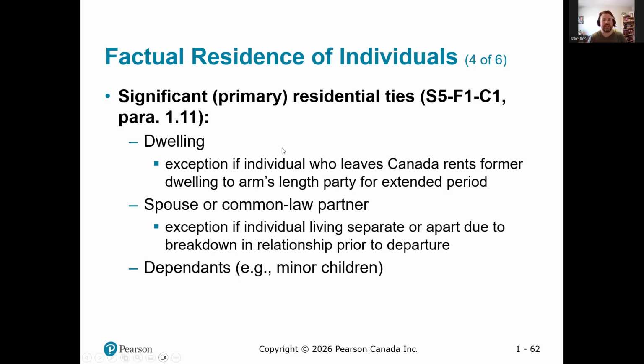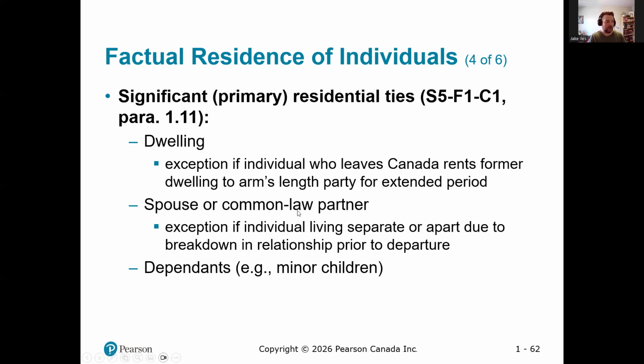The first thing they'll look at are called significant primary ties. These are three big things. One is, where do you live? Where's your dwelling? If a person leaves Canada and rents their former dwelling, then maybe that's not going to be considered your home. I'm just keeping it for income. That Canadian income's still going to be taxed as a non-resident, but at least it's not my dwelling anymore. But if no one else moves in, if I just have a house and I'm leaving it empty, well, they're going to argue you're probably going to come back to it. Who leaves a house empty?